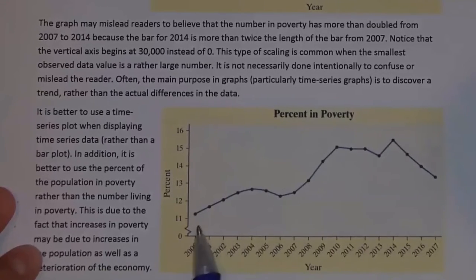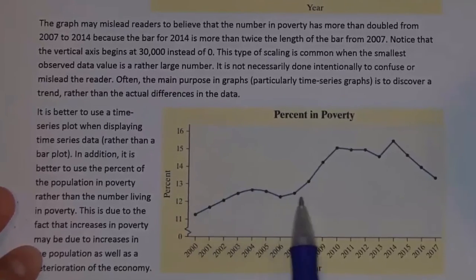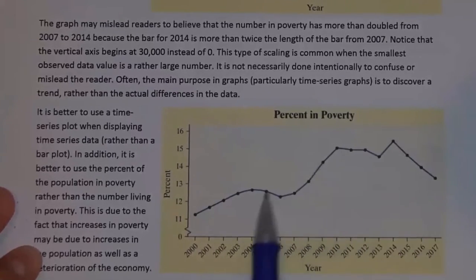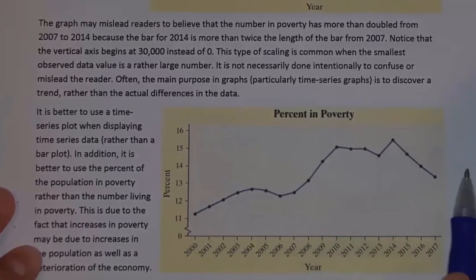So here the data have been converted to percents. And so we're using a time series plot like a line rather than bar graphs. And we've indicated here that we've changed our scale, which means it's okay to look at the trend, but don't look at the relative size.